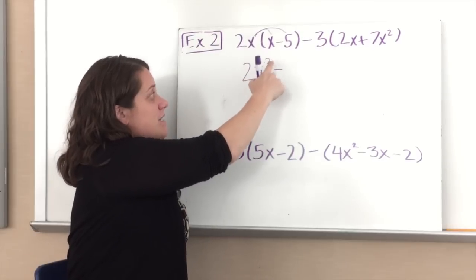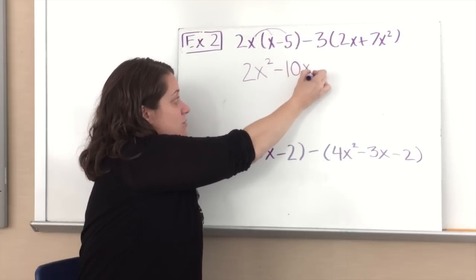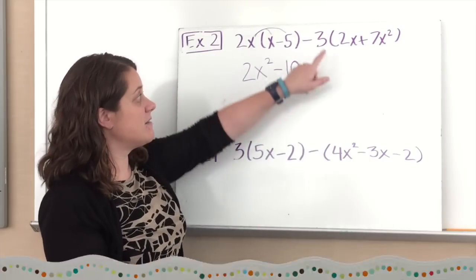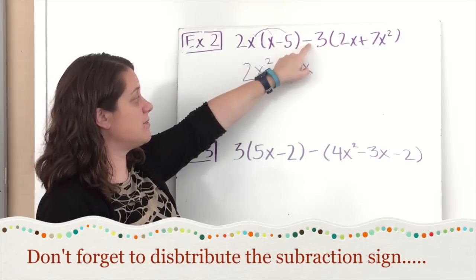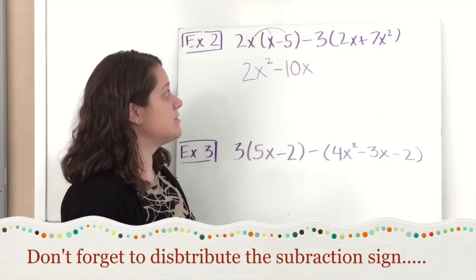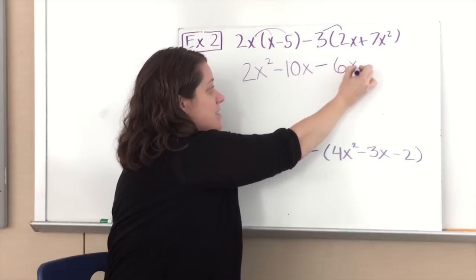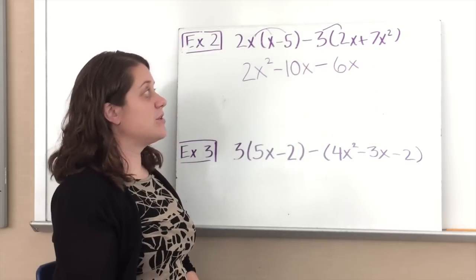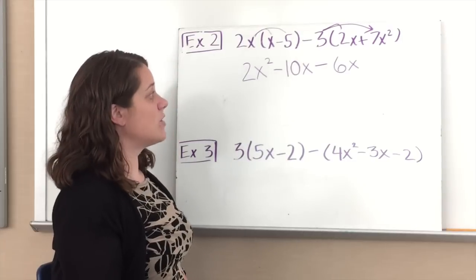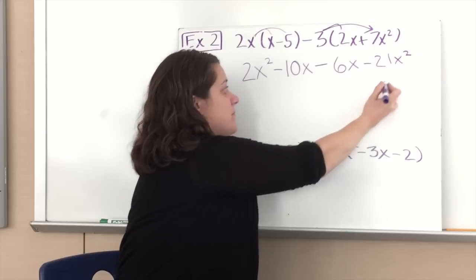Yay! And 2x times a negative 5 is a negative 10x, or minus 10x. Now, remember on that first slide what we said, that if there's a minus sign, you need to distribute that with it. So this means it's negative 3 times a positive 2x, which gives me a negative 6x. Don't forget it has to be distributed to both, so now that's a negative 3 to a positive 7x squared, which would be negative 21x squared.